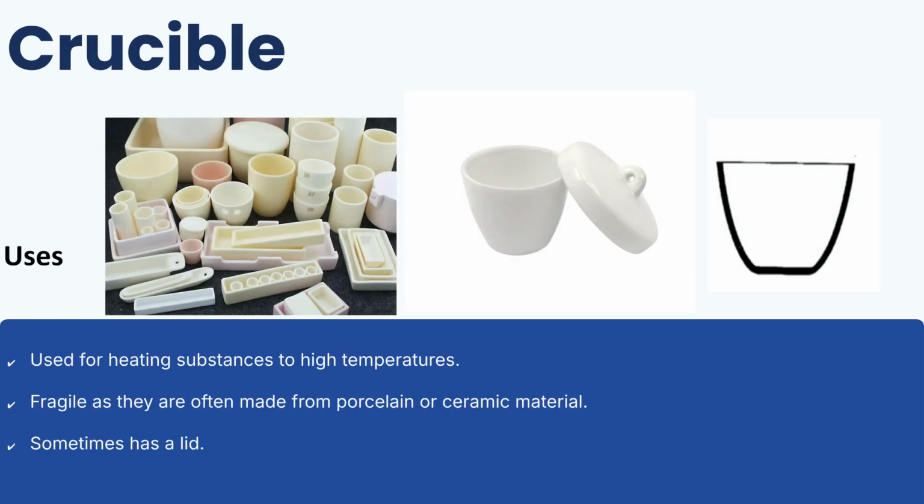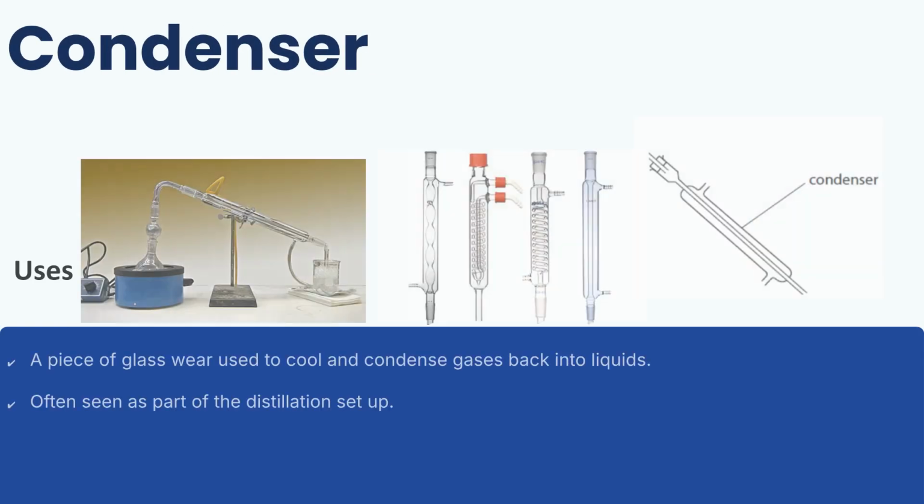A crucible is used for heating substances to high temperatures. It is often fragile, made from porcelain or ceramic, and sometimes includes a lid. Finally, the condenser is glassware used to cool and condense gases back into liquids. It is frequently seen as part of a distillation setup.